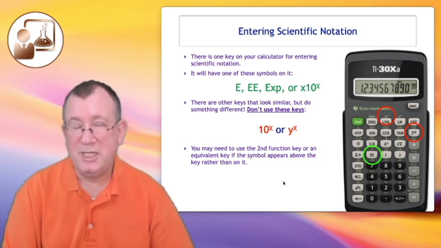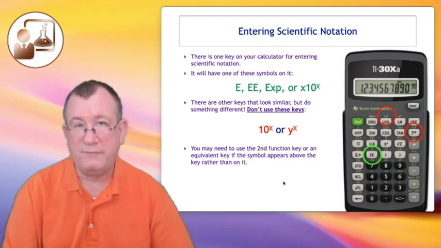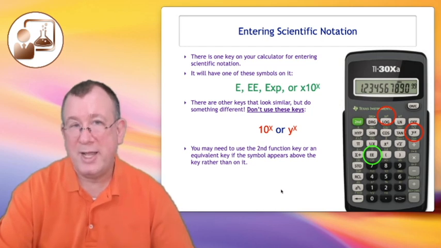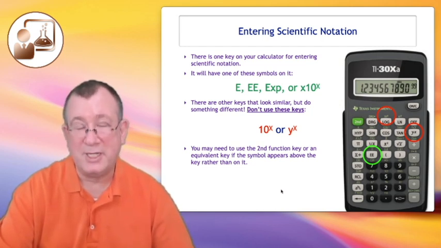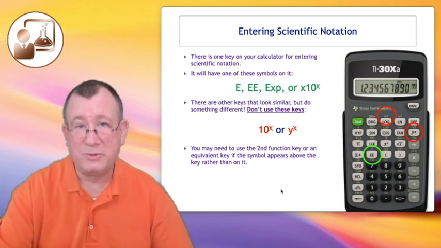Never use this key for scientific notation. It will get you into trouble. It's like being in the wrong gear in a Ferrari. You will have problems. The worst part is it'll work sometimes, but 1 out of 5 times or 1 out of 4 times, it will give you a completely wrong answer. And you won't know that it's wrong enough to stop using that key.